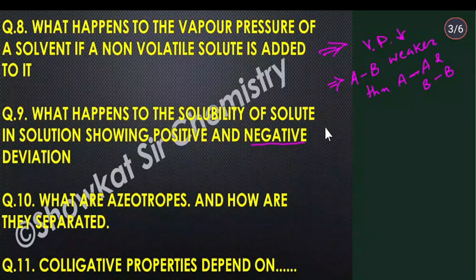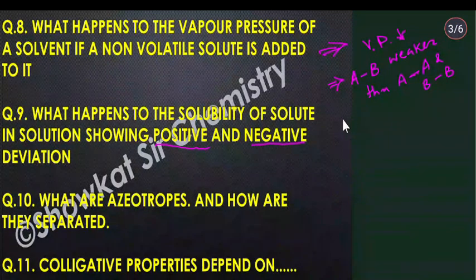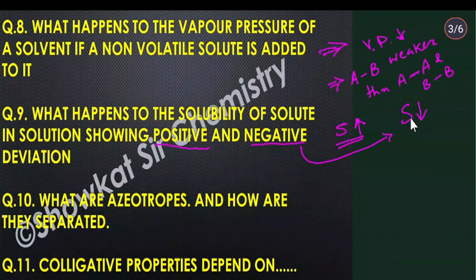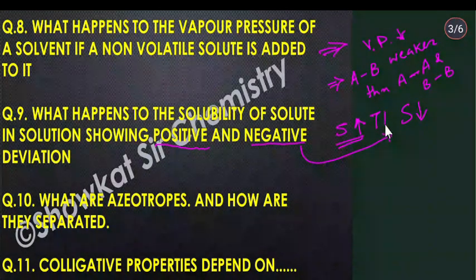Now what will happen to the solubility of the solute? In case of a positive deviation solution, its solubility will increase. The solubility will increase in a solution which shows positive deviation, but in case of negative deviation the solubility will decrease. So remember, for a solution which shows positive deviation, its solubility increases with rise in temperature, right?